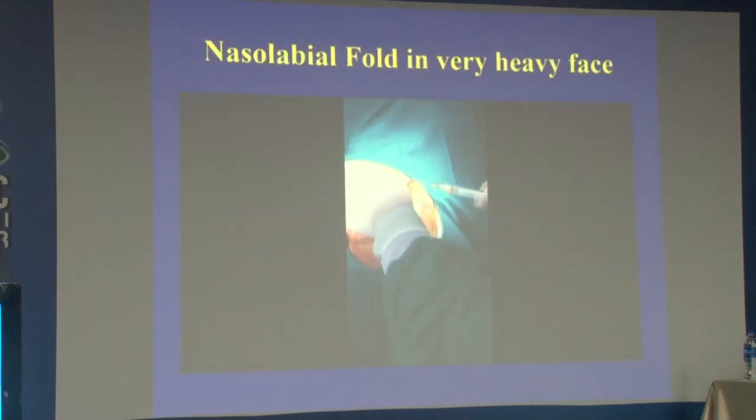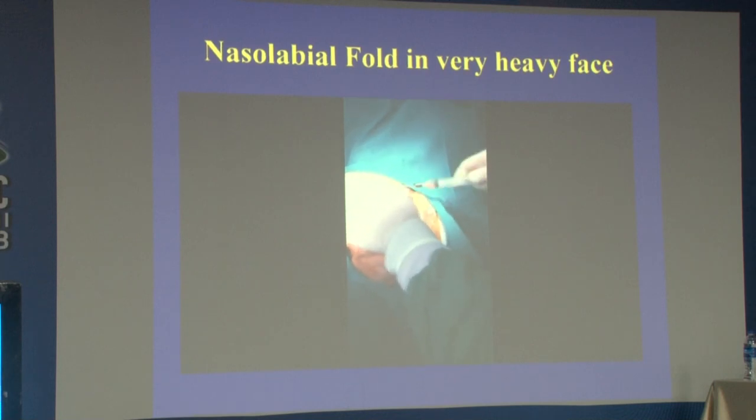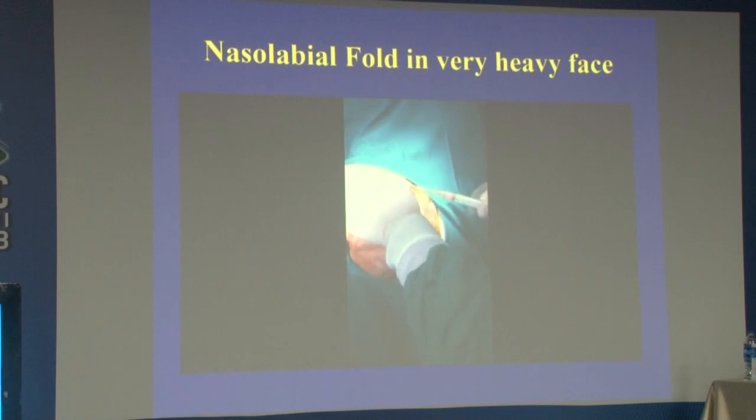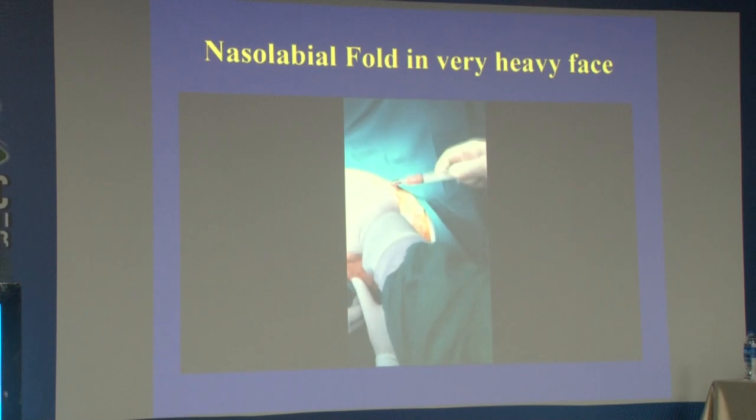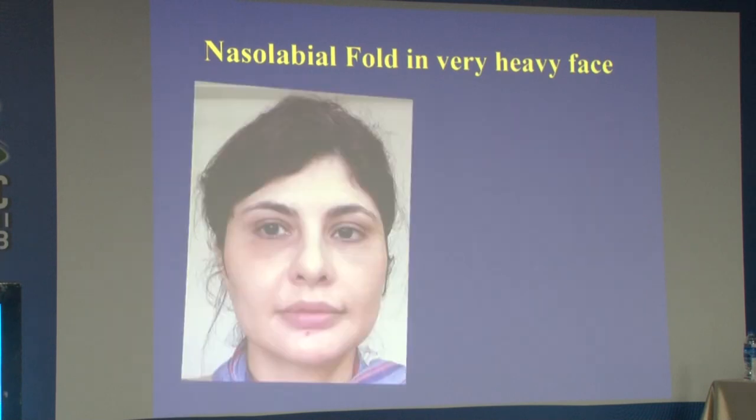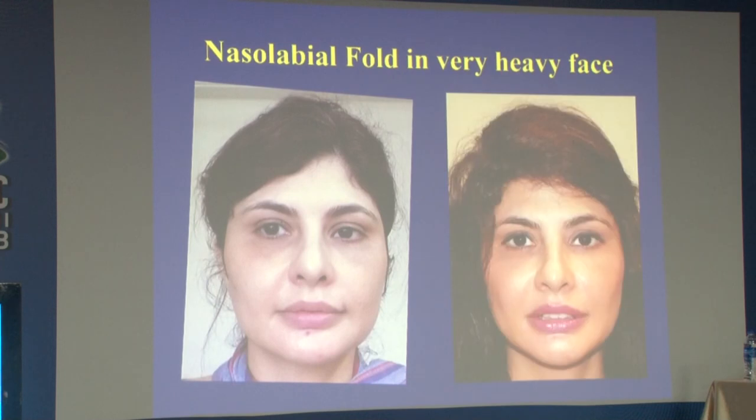That's another common procedure that we perform. When you have a double chin, since all the fat is coming down, you can actually remove the fat from the neck and reposition it back to where it came from, which is from the upper face. And essentially, the moment you do that, you can actually transform the faces in this manner.